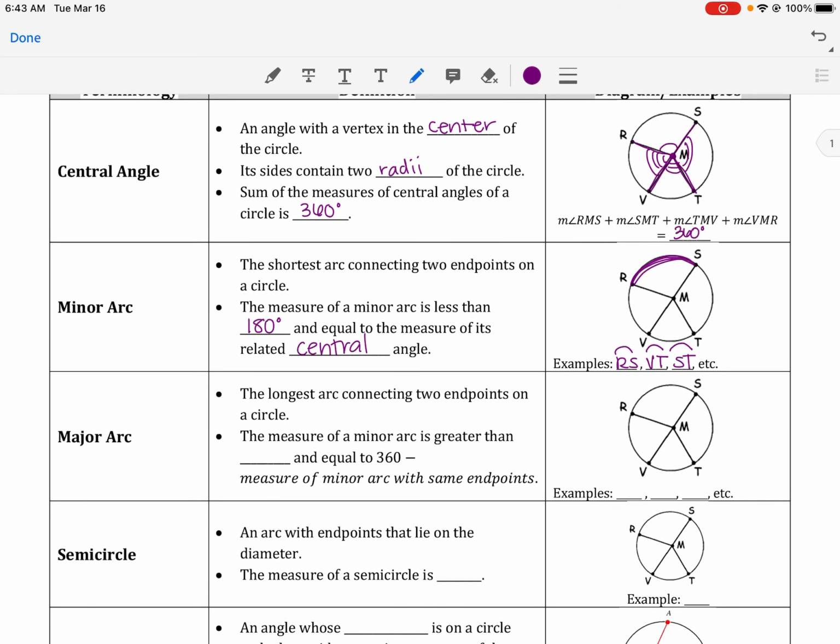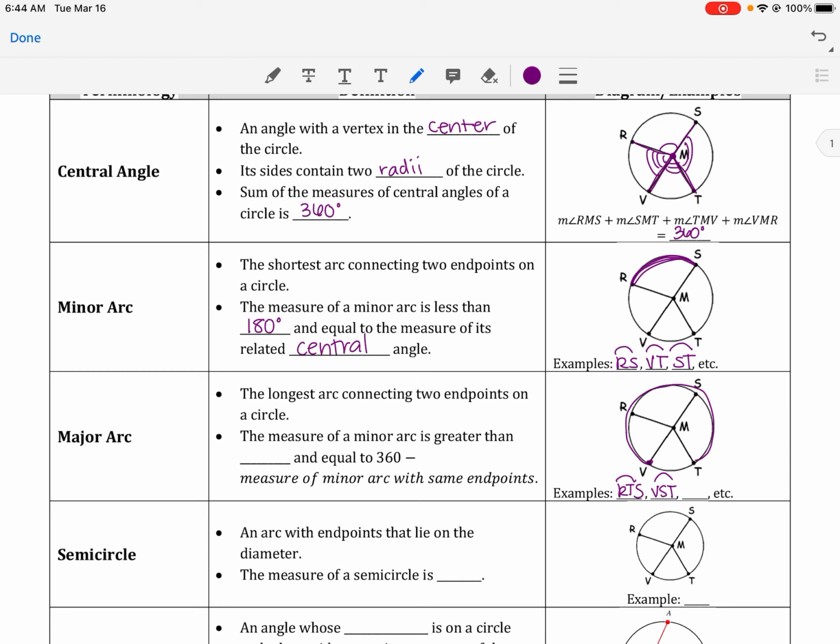Okay. A major arc, however, is the longest arc connecting two endpoints. So rather than it being R to S, it would go R to T to S. They usually put a third letter in there to help you see that you're going the long way around the circle. So RTS would help you see that. Or I would do VST. So rather than just V to T, if I did VST, I'd have to connect V to S to T. You see that's a major arc. We're going more than half the circle.